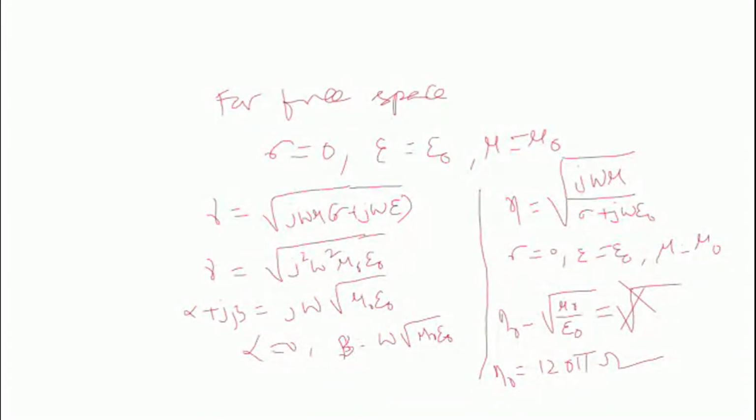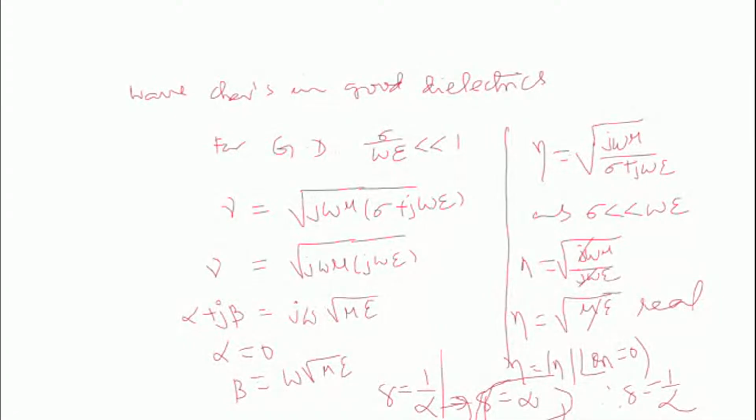And now one important relation we need to discuss in a good conductor. We know delta, skin depth, equals 1 by alpha. From this, we can derive the relationship between skin resistance and this alpha or delta. We can write skin resistance in terms of delta also. That is given by, actually, we have neta for a good conductor.